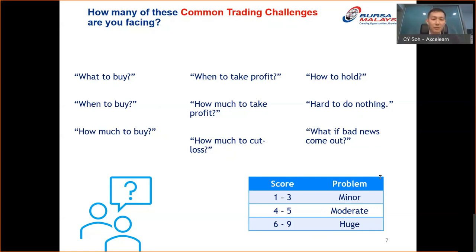And if your score is from 4 to 5, you have moderate challenges in your trading. And if your score is from 6 to 9, in fact, you have big challenges in your trading. So if you are facing moderate and huge challenges in your trading, I'm sure that throughout your trading process, you might experience some discomfort, uneasiness, sometimes even pressure in your trading.